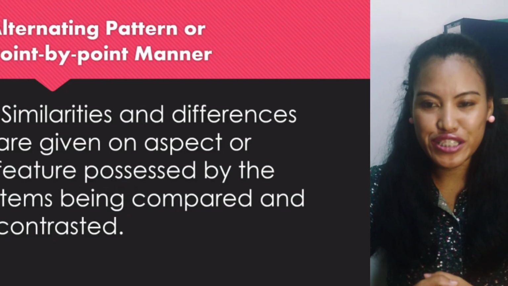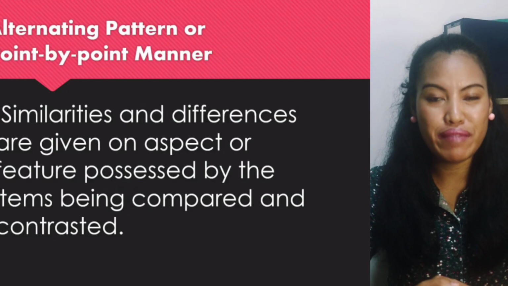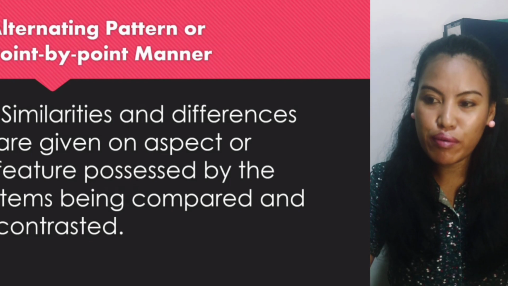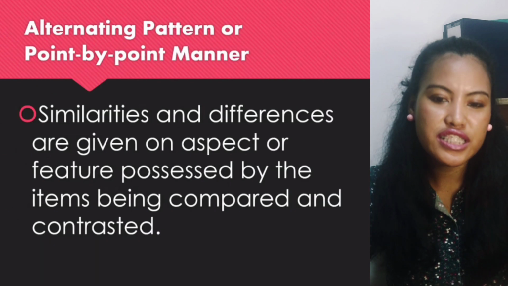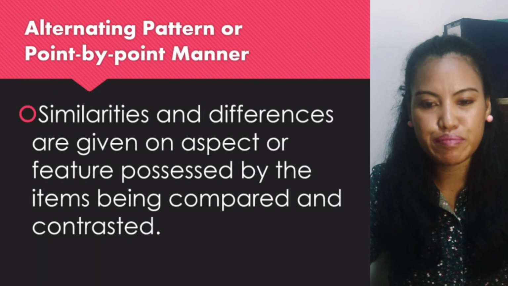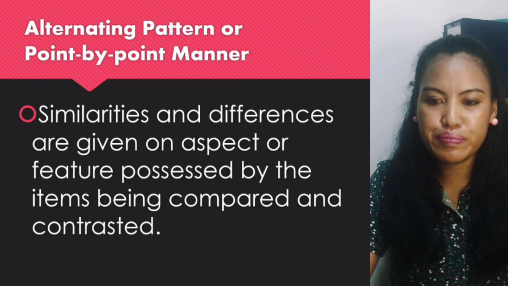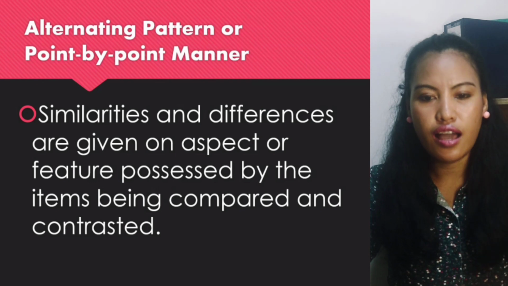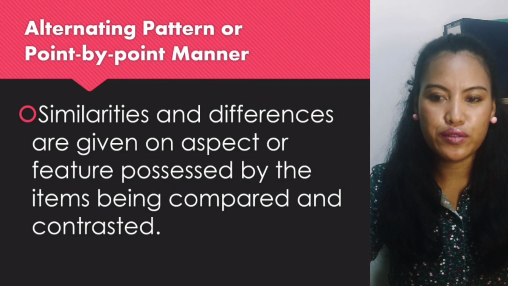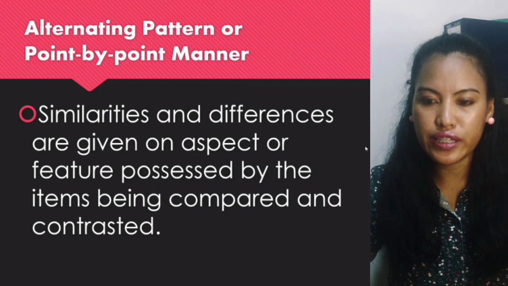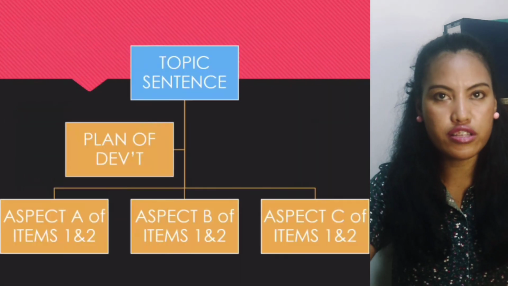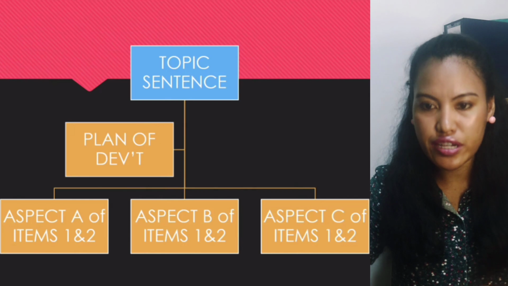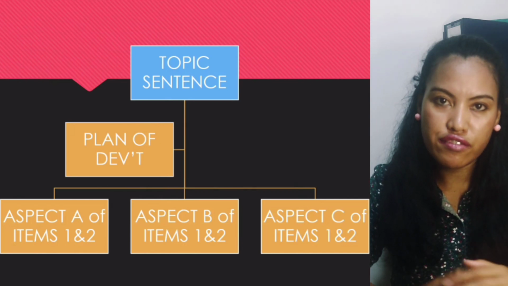Let's talk about the alternating pattern, or the point-by-point manner of comparing and contrasting. In a point-by-point manner, the similarities and differences are given on each aspect or feature possessed by the items being compared and contrasted. If we look at a diagram of the train of thought when you're using this manner, you have a topic sentence and you have a plan of development.